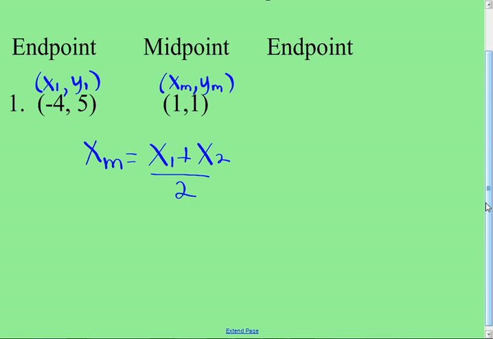What's the x-coordinate for the midpoint? I want to put that number in there. It's 1. So that goes right there. 1 equals, what's the x-coordinate for one of the endpoints?